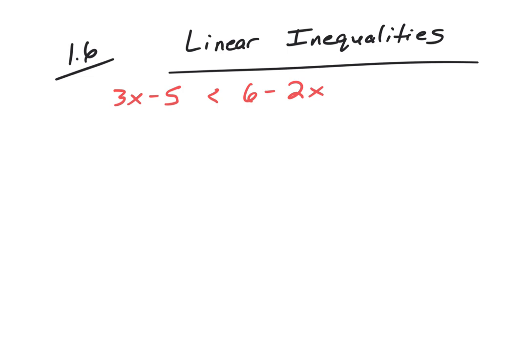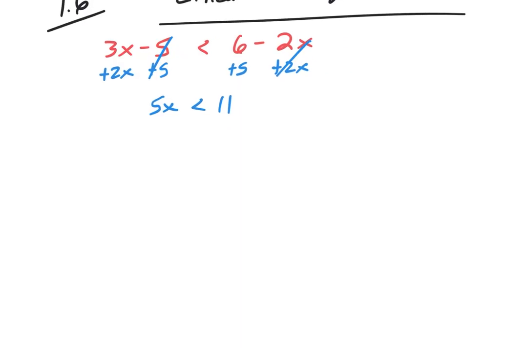In this case, we're going to probably just move the 2x over, make it positive. Since I'm moving x's to the left, we'll move our numbers to the right, and we get 5x is less than 11. And then we divide by 5. And we get x is less than 11/5. Once again, we're going to get some fractions and things sometimes, and we just can't avoid those.